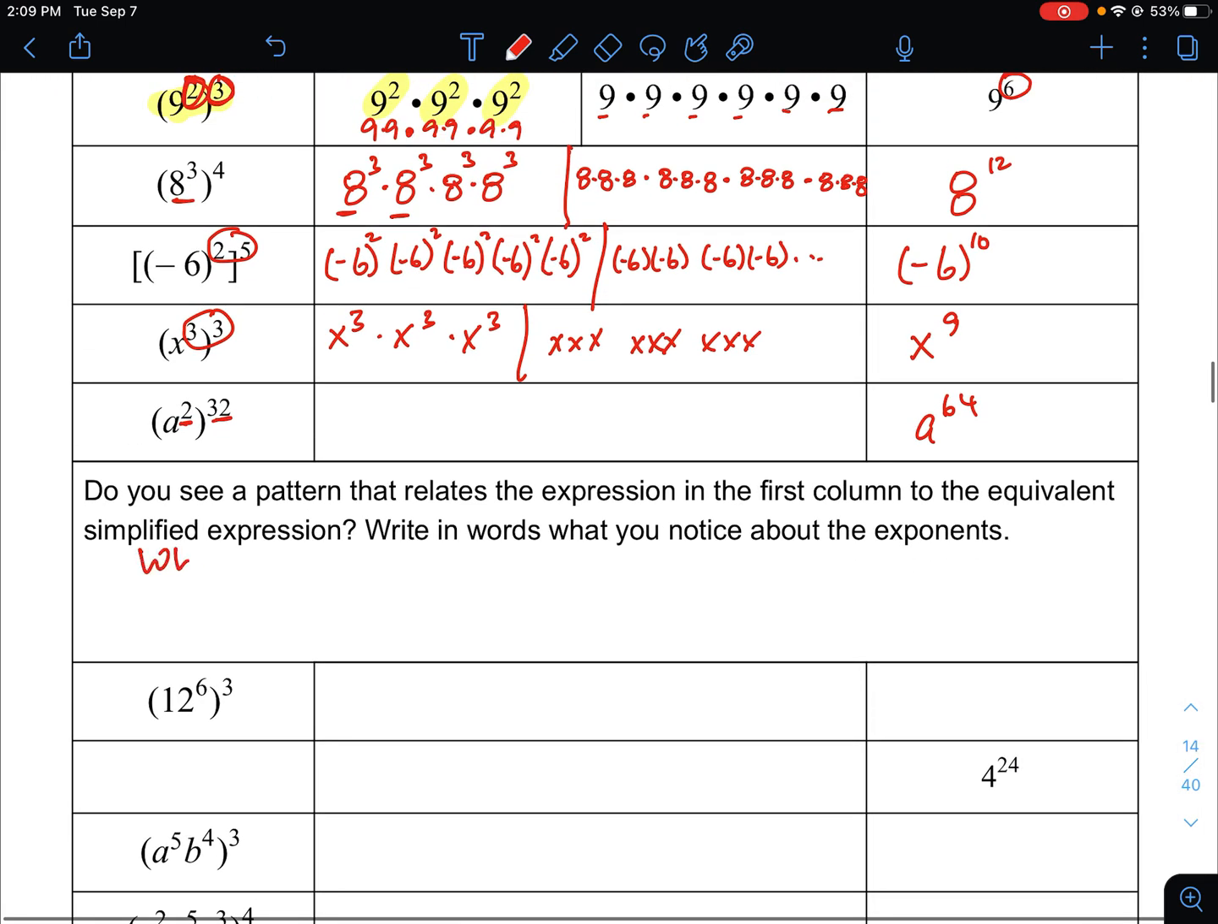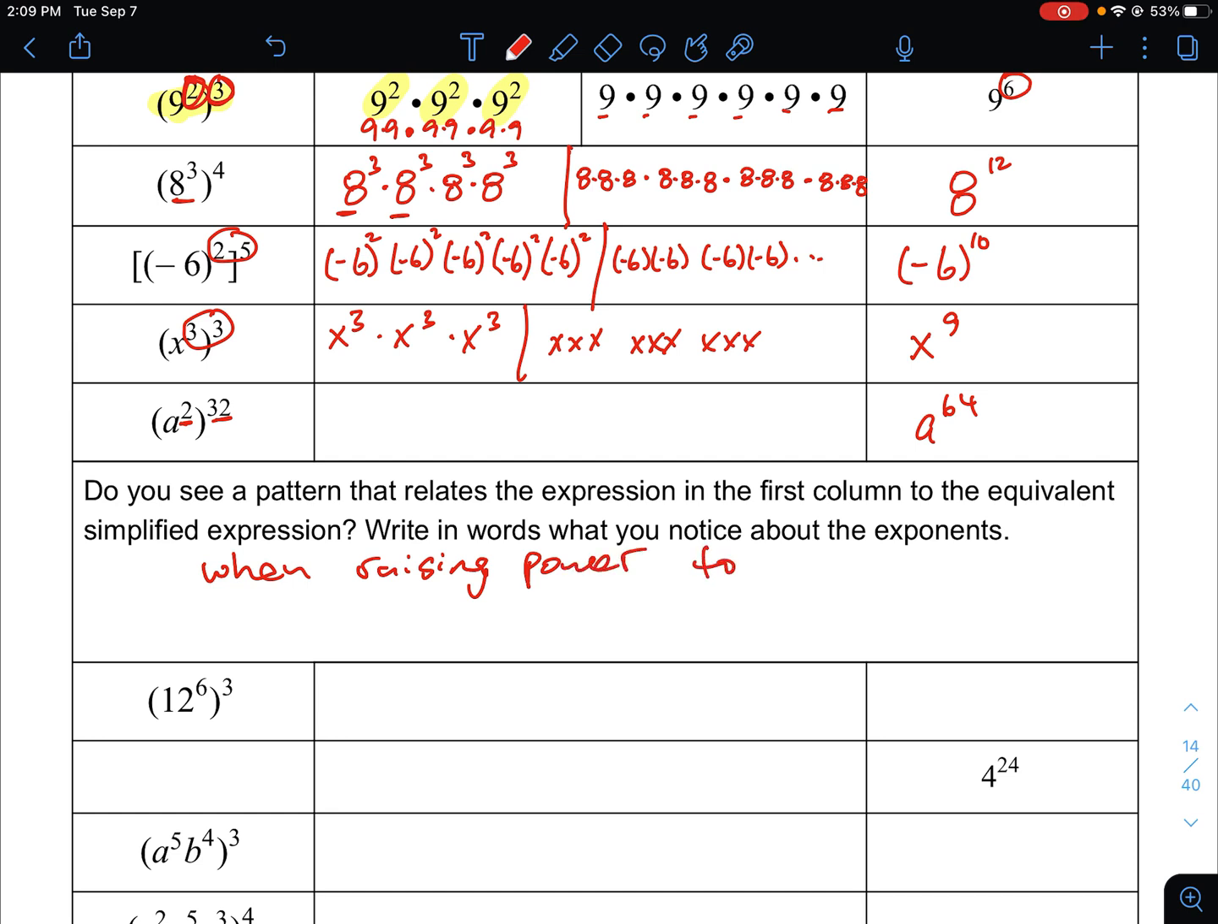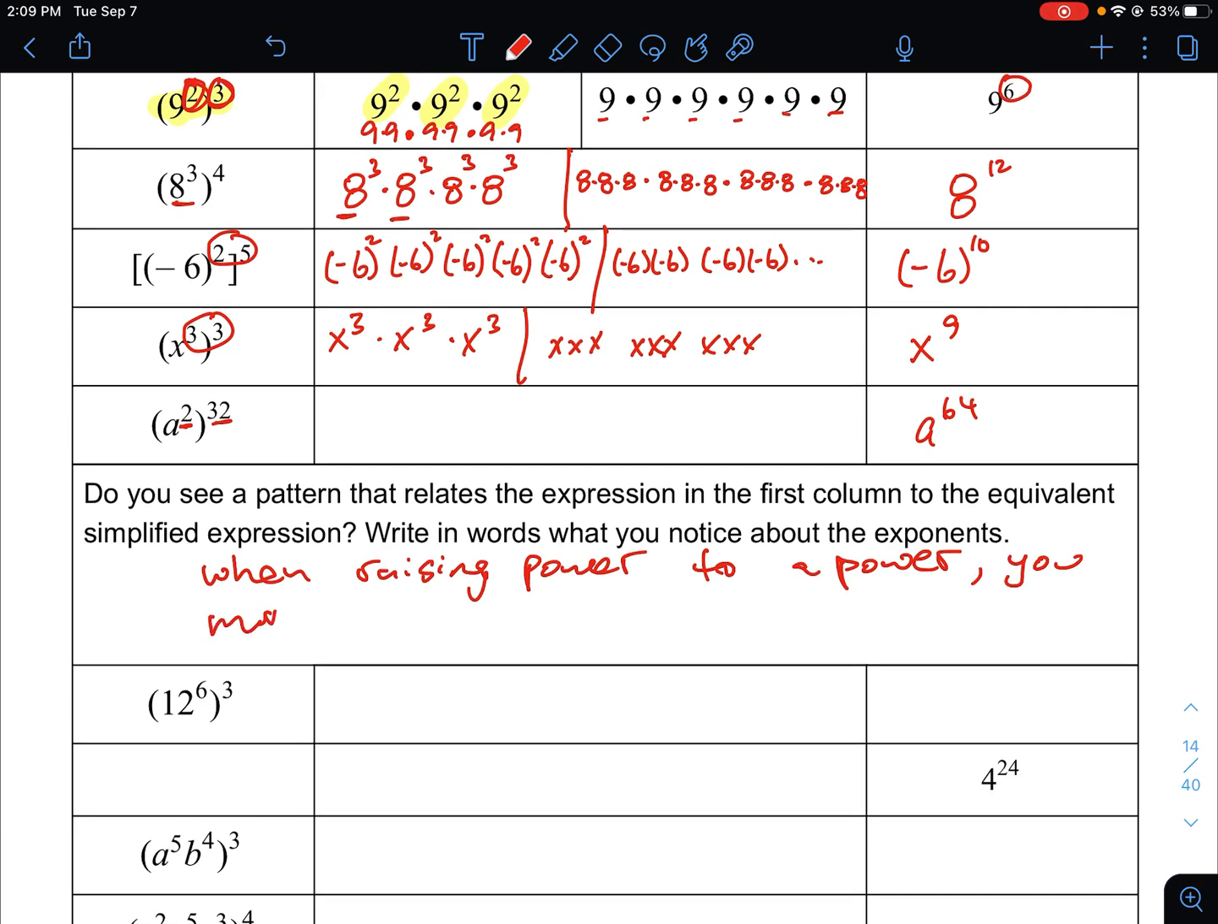Well, when bases are the same. Oh, wait, there is no bases are the same. Scratch that. When raising a power to a power, you multiply the powers, or the exponents.